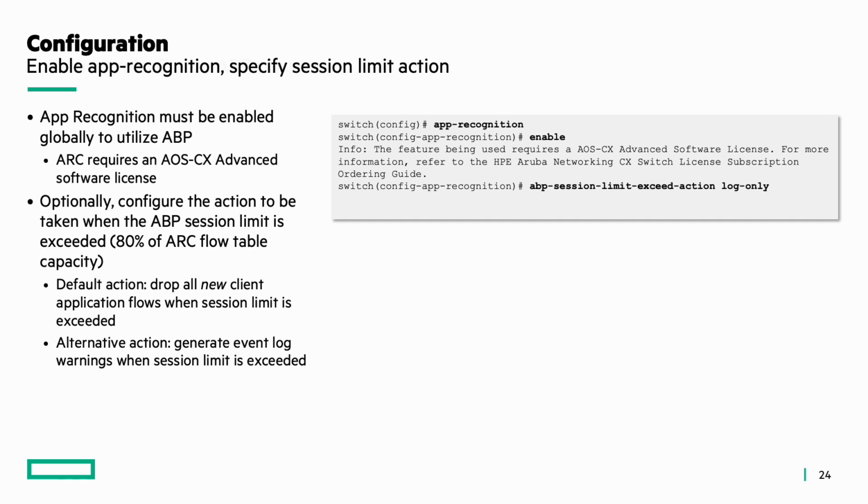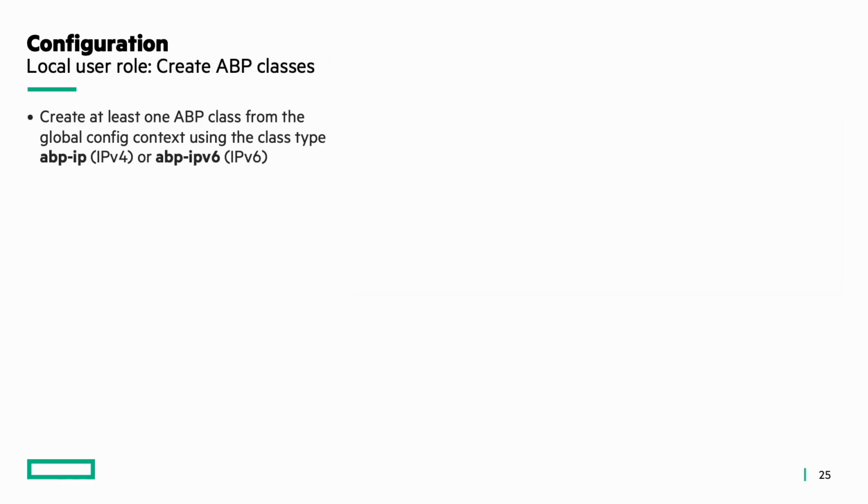From this point, the steps to deploy app-based policy depend on the selected deployment method. We'll start with local user roles. Create at least one ABP class from the global config context using the class type ABP IP or ABP IPv6.